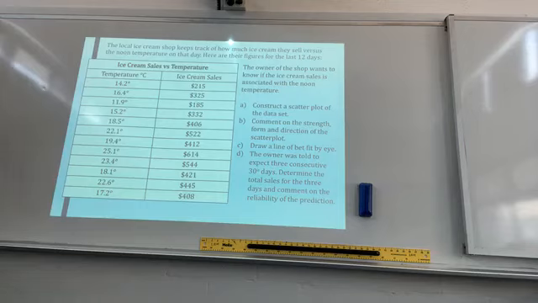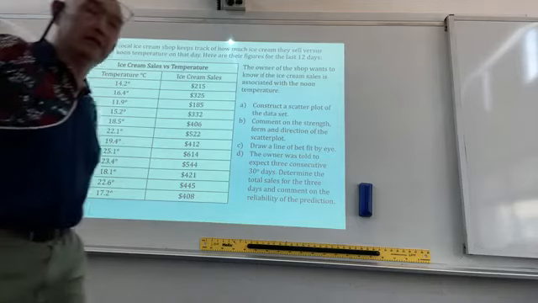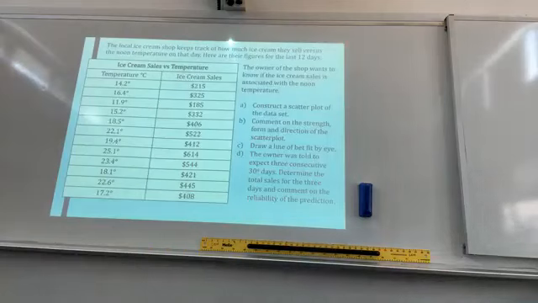Now, the next bit, D, is about the prediction. The owner was told to expect 3 consecutive 30 degree days. Determine the total sales for the 3 days and comment on the reliability of the prediction. All right, now plotting this, the first thing we need to know is what is the explanatory variable and what is the response variable. Which one is the explanatory variable?